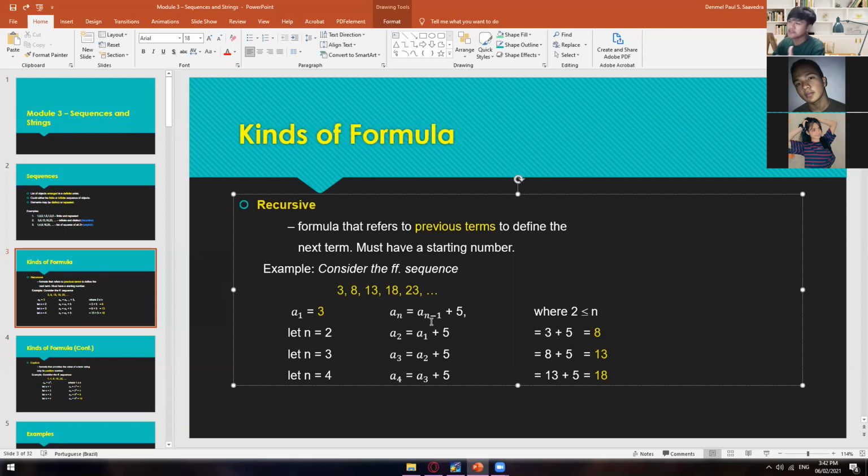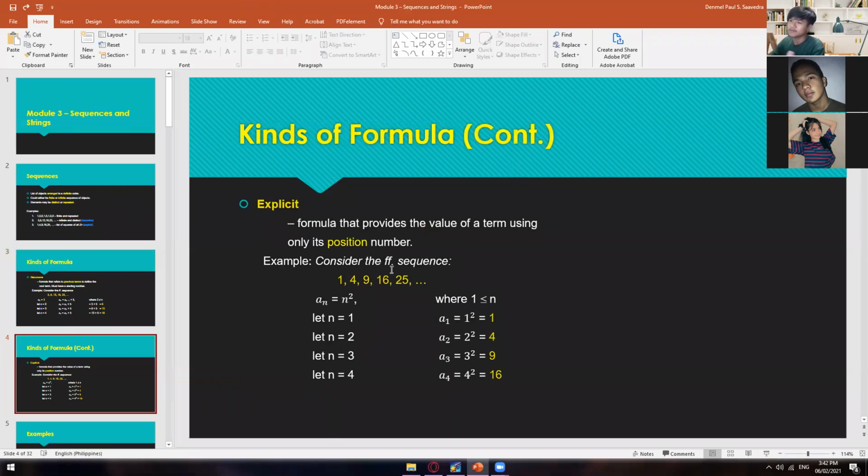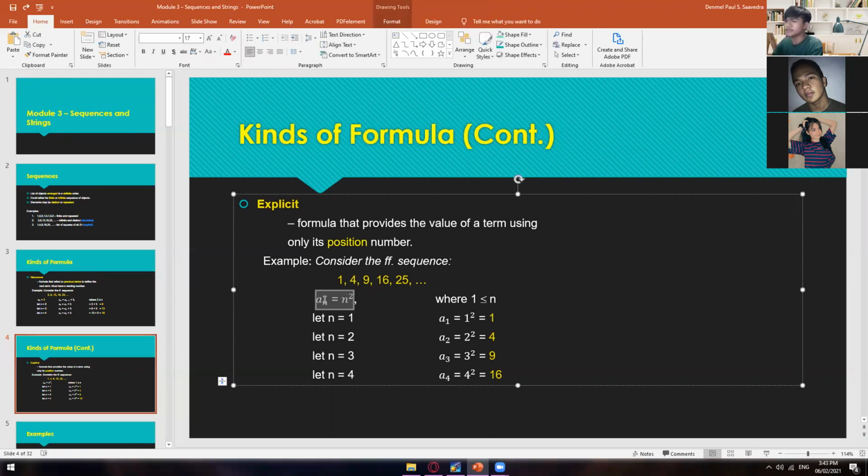Okay, so for recursive, as long as you know the pattern wherein the difference here is 5, okay, so you will already know the next term that you're looking for. Okay, next one here is explicit, wherein you don't need to know the past terms, okay? But in here, you only need to know the position, okay? So, sorry, I'm sometimes interchanging those two. But anyway, when you say explicit, you only need to know the formula and then the number of terms. Okay, you don't need to know the past or the first terms before you can answer the next term. Okay, so in here we have here the formula, which is n squared. Okay, and the range here is 1 and above.